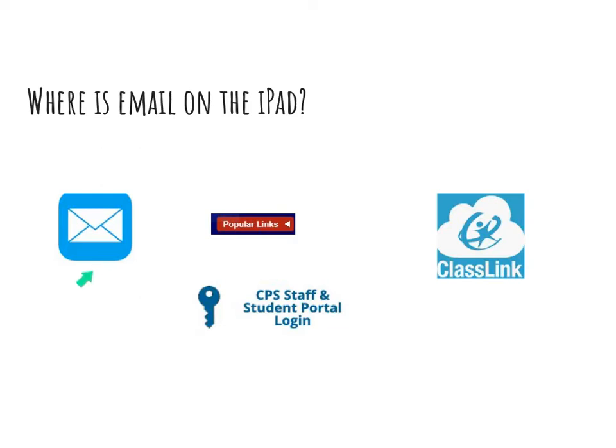Last year, the email looked like an envelope at the bottom. This year, you're going to have to access it a different way. You can either go through the CPS staff and student portal, log in, and look for popular links at the top to access your email, or the easiest way is to go in through ClassLink and access your email there.